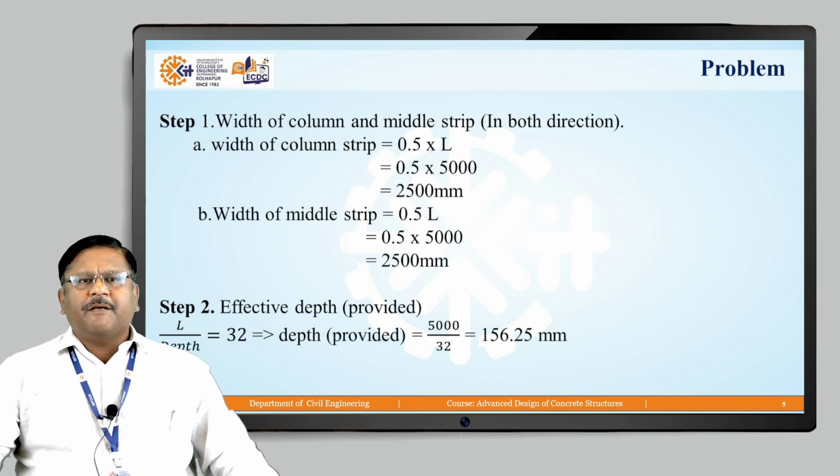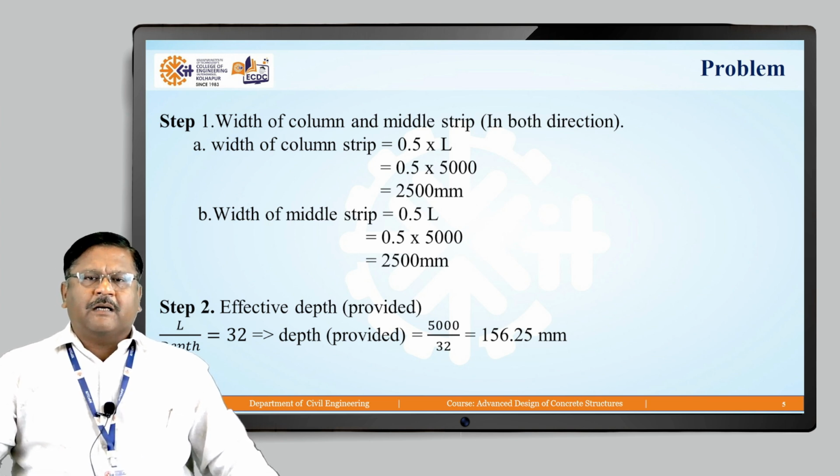So your first step is to work out the width of column strip and middle strip in both directions. Now here the problem is very easy because the given slab is a square slab. Whatever calculation you do in one direction, you can repeat the same values in the other direction because the slab is square.